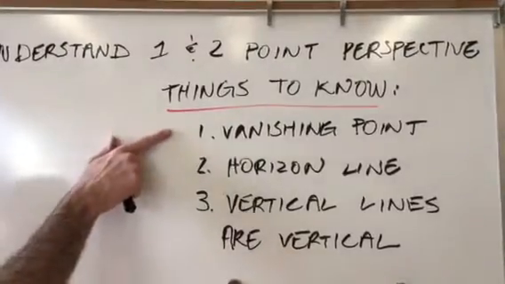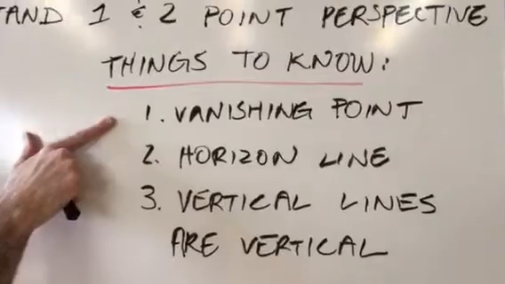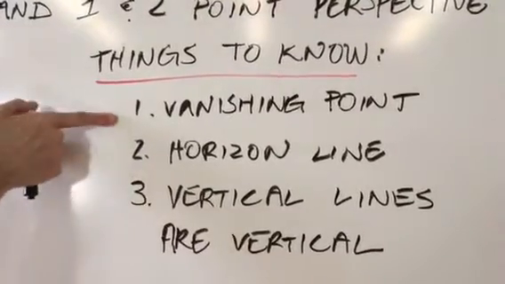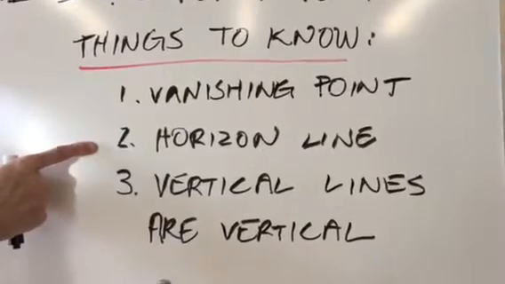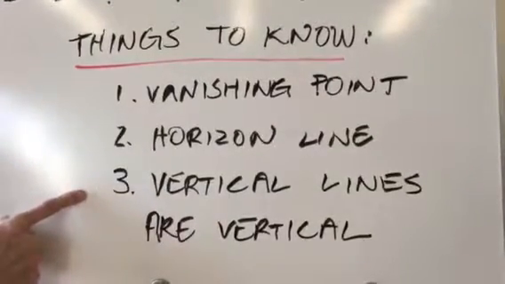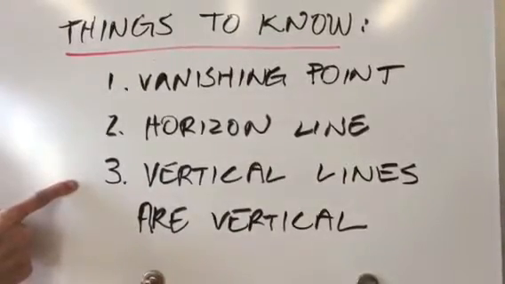Some things to know. These are more or less vocabulary that we'll be using, the way that we'll talk about the drawings. The first thing is a vanishing point. The second one is a horizon line. And the third one is that vertical lines are always vertical when you're doing a perspective drawing.